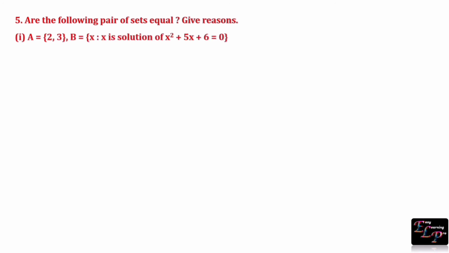Here set B is a quadratic equation. First, simplify this quadratic equation. We can write this as x square plus 3x plus 2x plus 6 equal to 0. If we take x common, we have x plus 3, and if we take 2 common, we have x plus 3 equal to 0. Simplify this. x plus 3 times x plus 2 equal to 0, which means x equals minus 3 or minus 2.